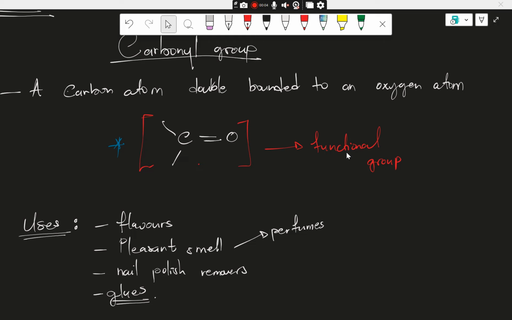So today we'll be looking at the carbonyl group. These are organic compounds that contain the carbonyl group, right? A carbonyl group is just a carbon atom which is double bonded to an oxygen atom, right? And this is the way you write it: C double bond O, and that's your functional group for the carbonyl group.